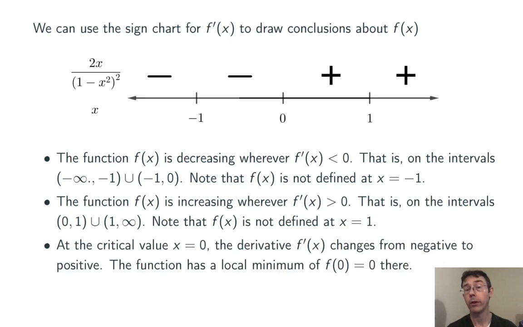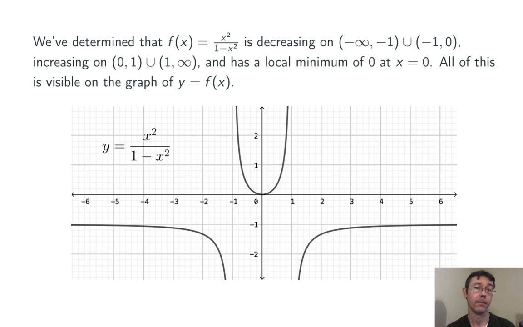We only have one critical value, x equals 0, and we see that the derivative changes from negative to positive there. So the function changes from decreasing to increasing and therefore has a local minimum. At x equals 0, by the way, f of x is 0. So the local minimum is going to be the point 0, comma 0.